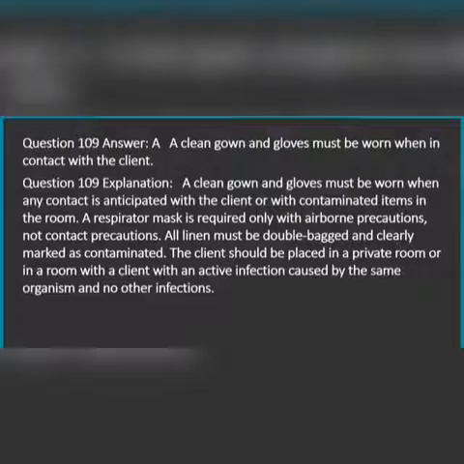Question 109. Explanation: a clean gown and gloves must be worn when any contact is anticipated with the client or with contaminated items in the room. A respirator mask is required only with airborne precautions, not contact precautions. All linen must be double-bagged and clearly marked as contaminated. The client should be placed in a private room or in a room with a client with an active infection caused by the same organism and no other infections.